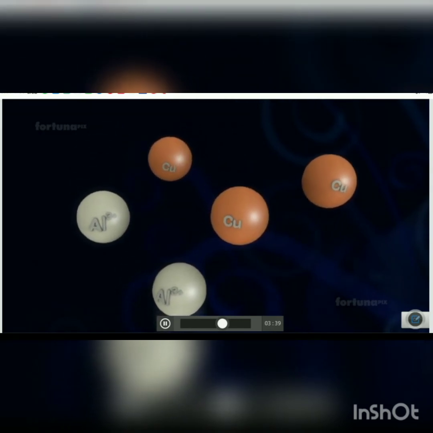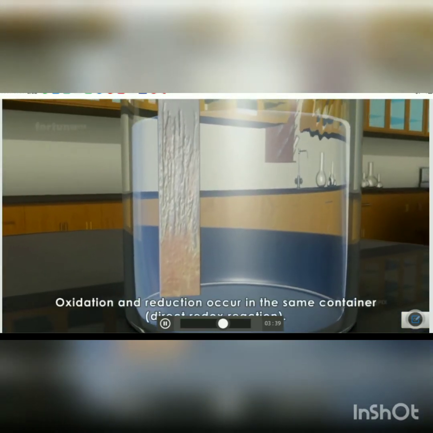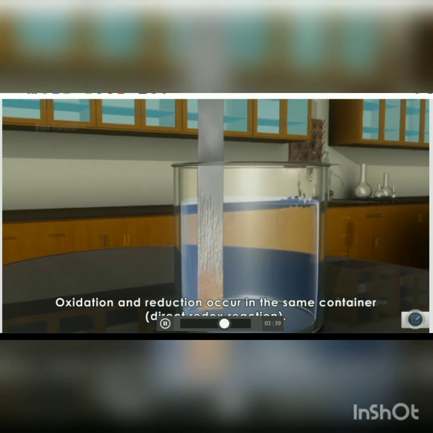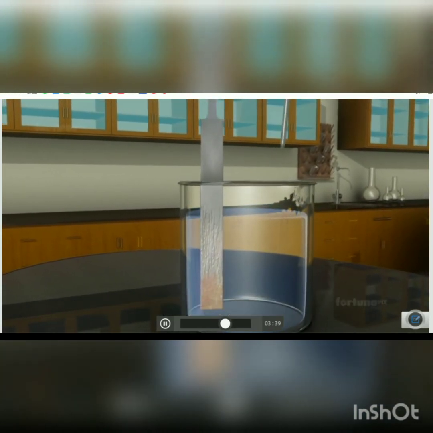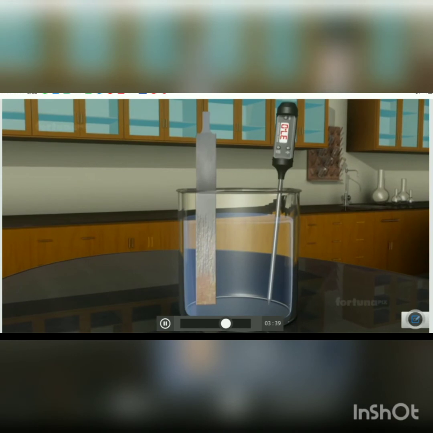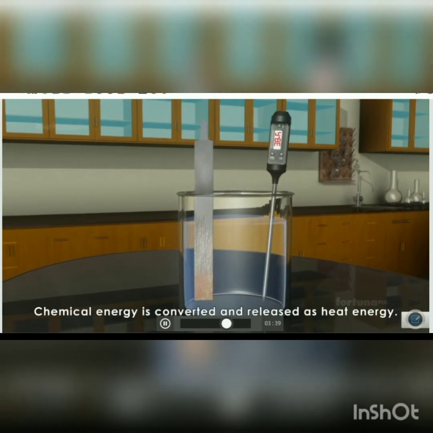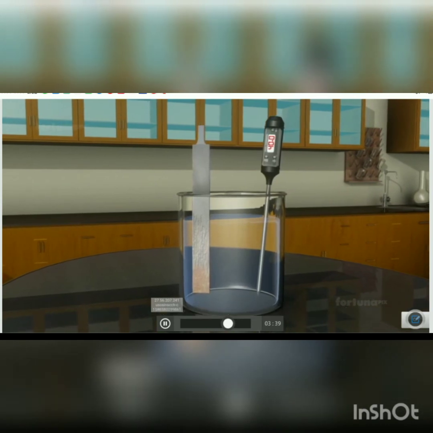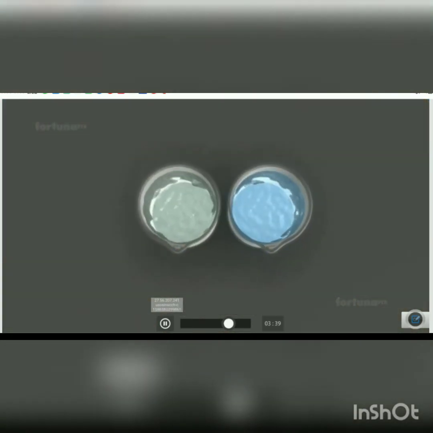So it is an example of redox reaction or oxidation reduction reaction in which oxidation and reduction occur in the same container. And during chemical reactions, the temperature rises as chemical energy is converted and released as heat energy, which is responsible for the rise in temperature.